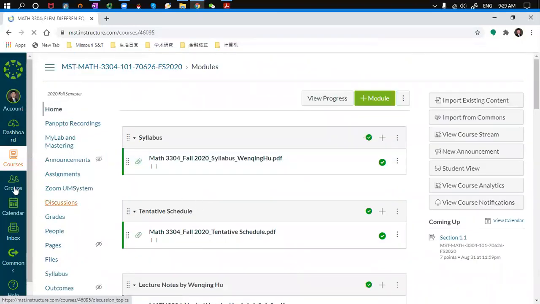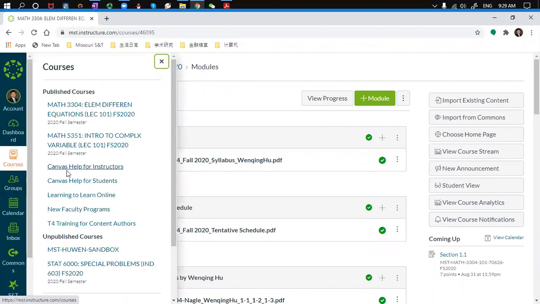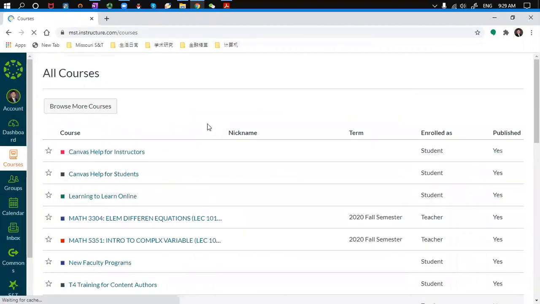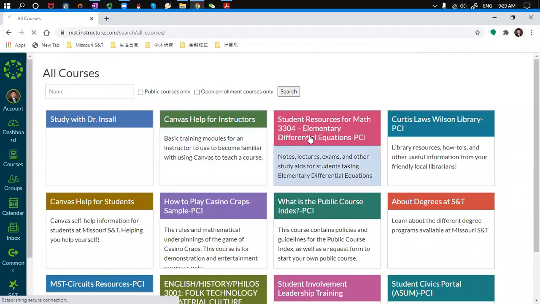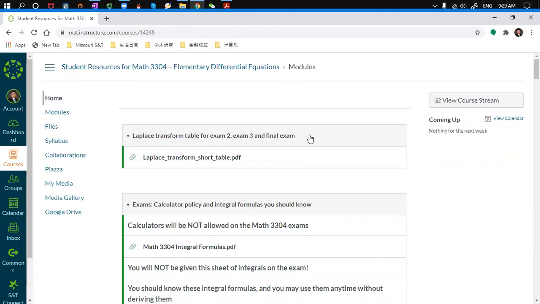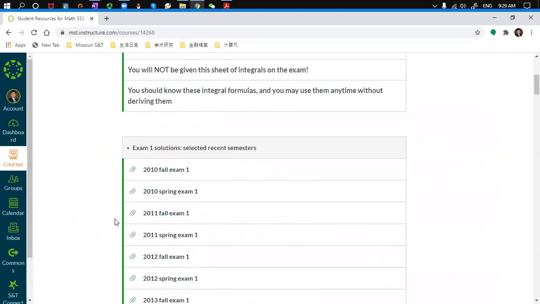But if you go to, okay, so I already talked about Monday's lecture, but if you go to Canvas courses and then all courses, and browse more courses, you're going to see the student resources webpage for the course. Here you can find a lot of useful documents that will be helpful for your preparation of the exams of this class.